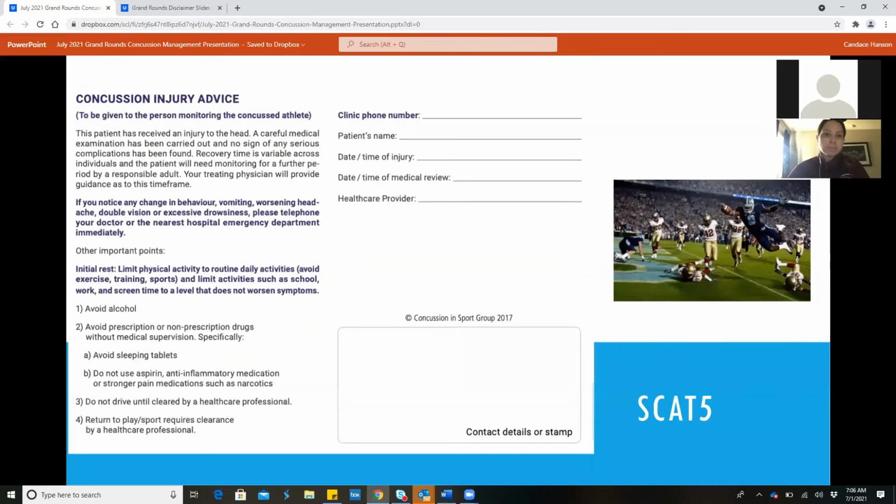Next slide. The reason I really like SCAT5 is that it has concussion injury advice on a single page that you can tear off and give to parents. So it tells us the most important things about what we do initially after the injury, like avoiding alcohol and substances that can alter the symptoms that we're seeing with concussion as well. And things like, do we need to wake them up or do we not?